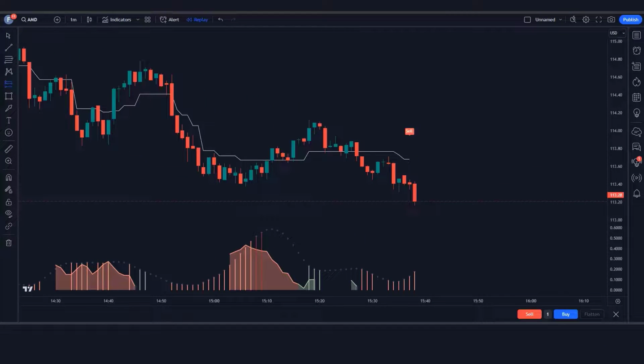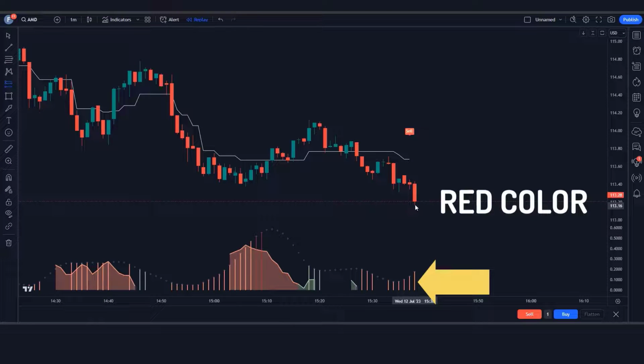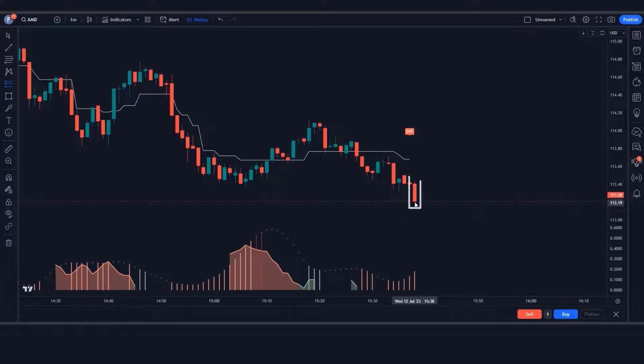We have got the signal. Here the power trend indicator gives us the sell signal. Here the power trend indicator market below the trend line. Here the AIR Vortex ADX indicator red color. Here the market has made a bearish candle to give confirmation.